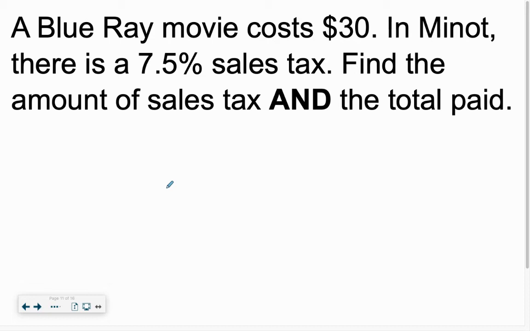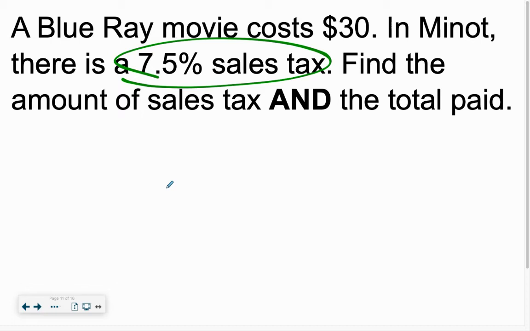So a Blu-ray movie costs $30. In Minnesota, there's a 7.5% sales tax. Find the amount of sales tax and the total price. So always answer the question. To find the sales tax, again, we got tax, tip, discount, or markup. Because there's a tax, it's 7.5% of 30.